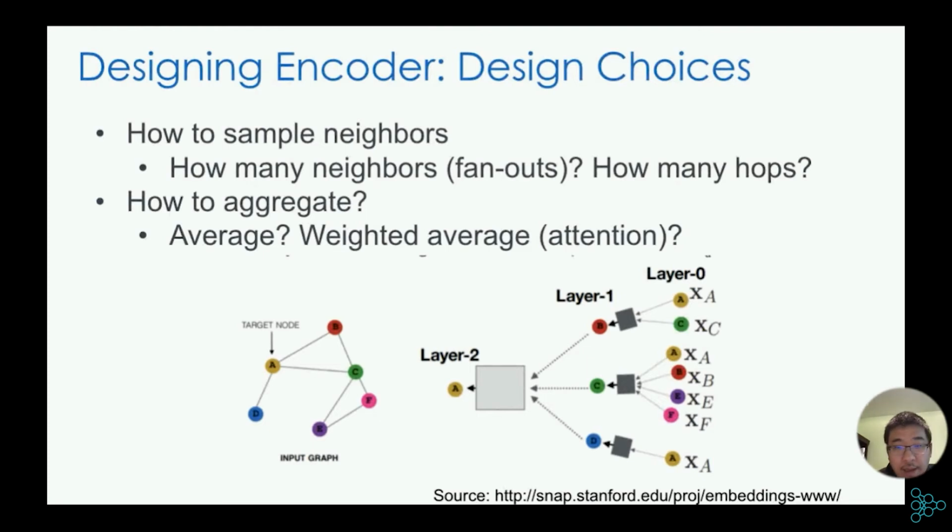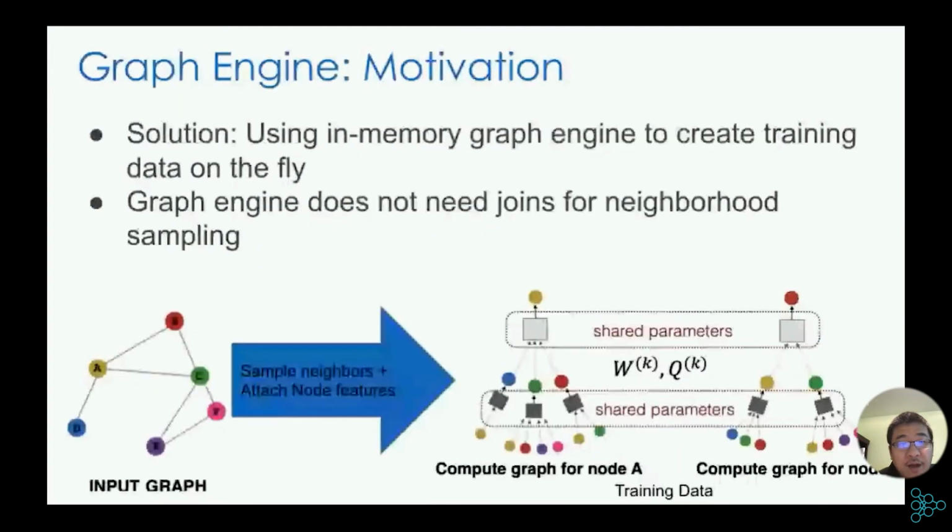Our solution is, we use an in-memory graph engine to create this data on the fly, to avoid the k-joins in Hadoop, which is very time consuming.